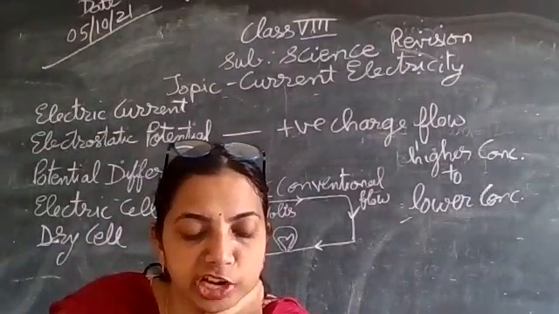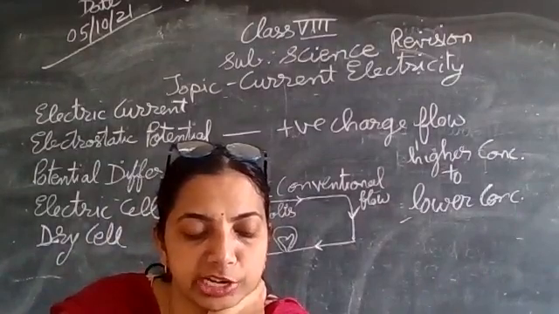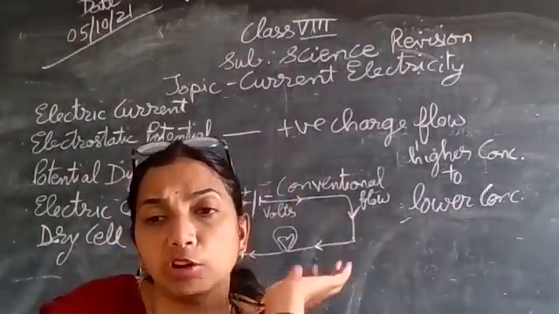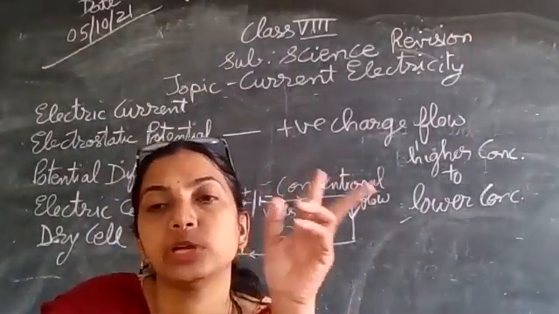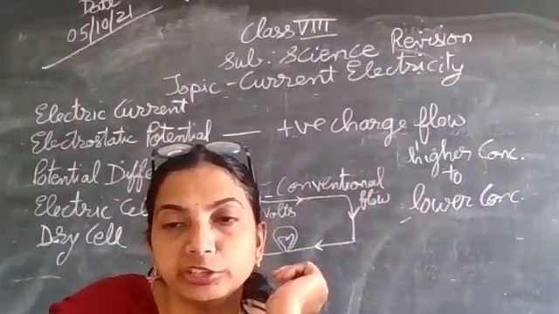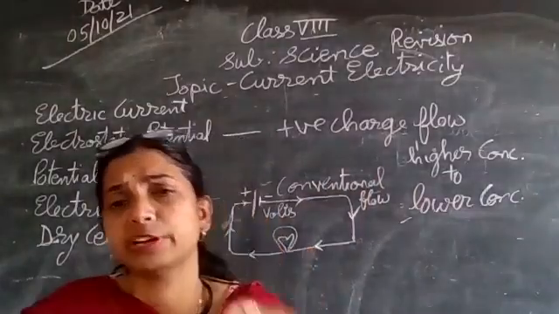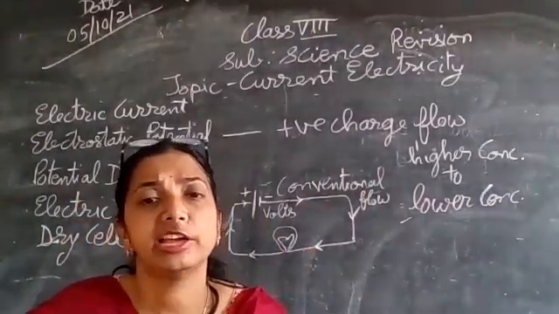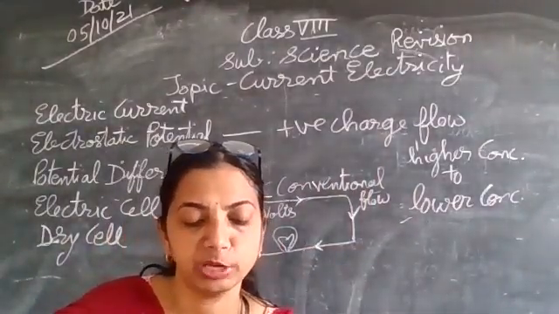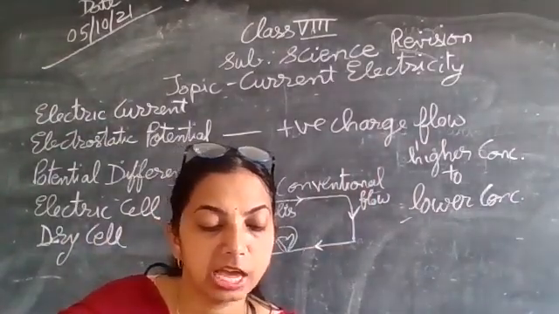The main function of electric cells is to maintain a constant potential difference between their two terminals. If there is no potential difference, current will not flow. So one positive terminal and one negative terminal are necessary. If both terminals are negative or both positive, no current will flow through the wires. So this potential difference is very necessary, and only then will the flow continue. You can learn this in the higher classes also.